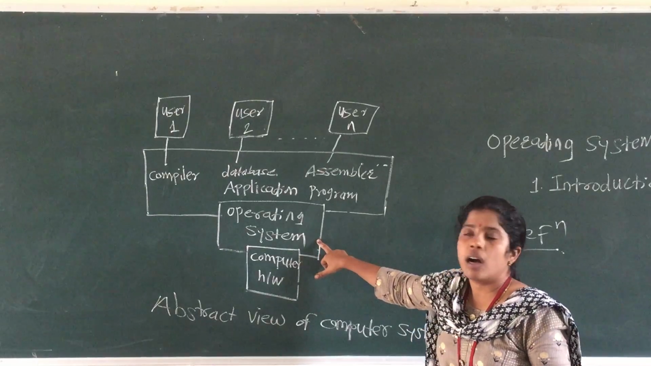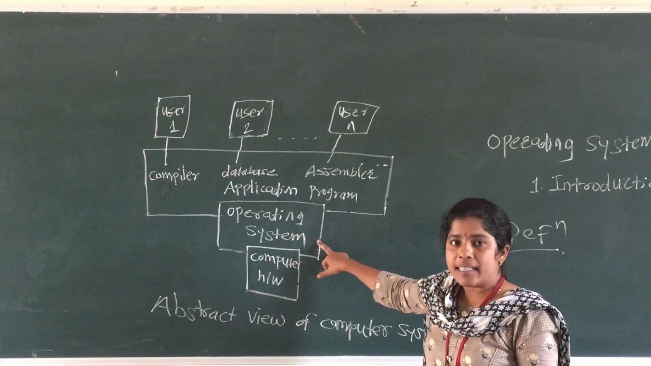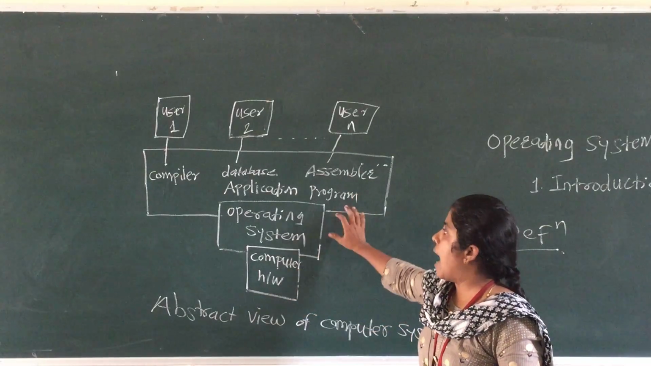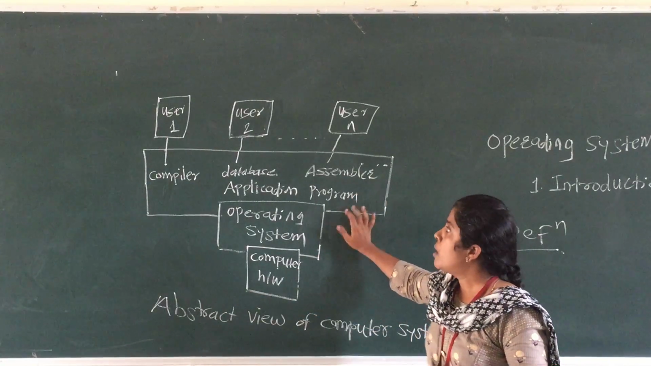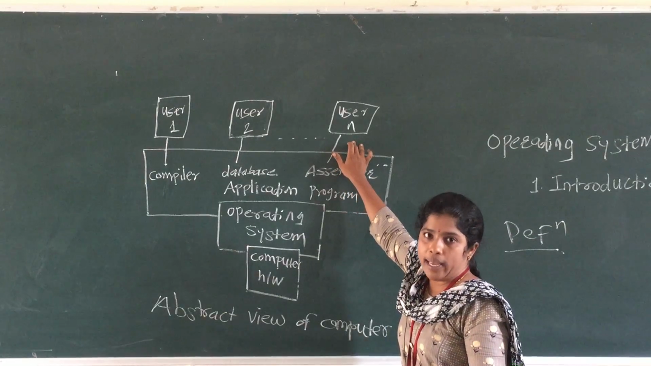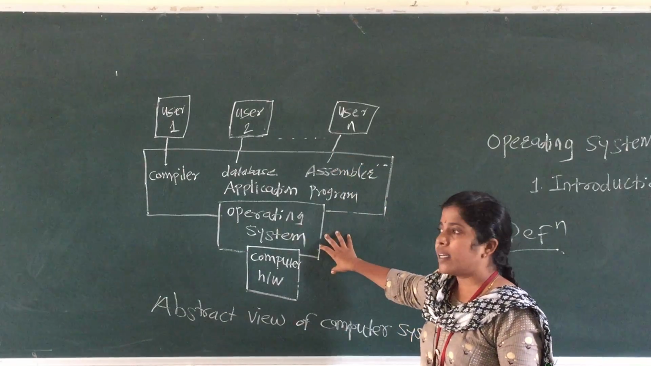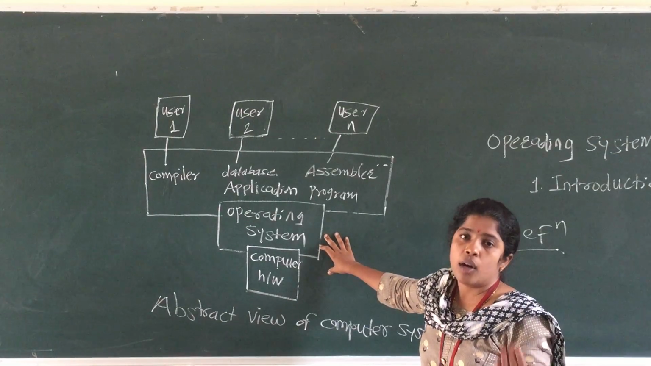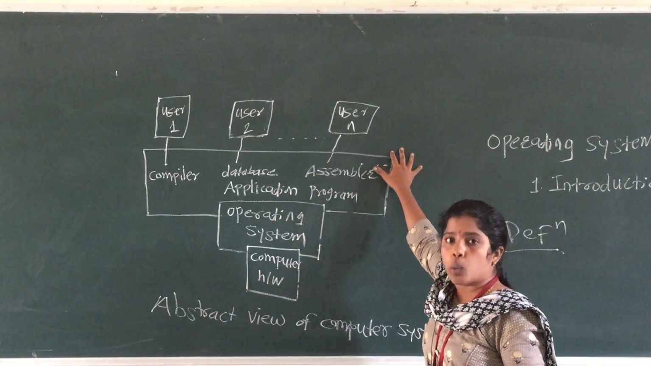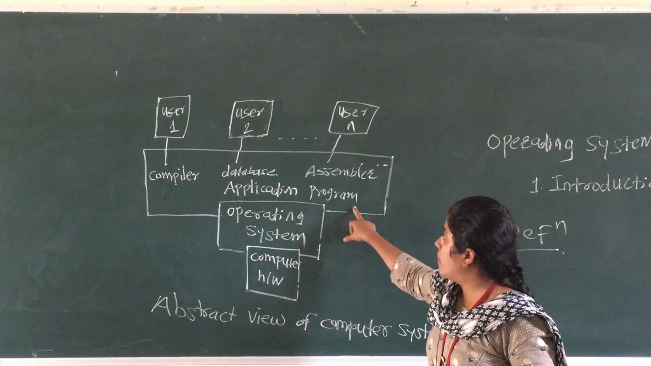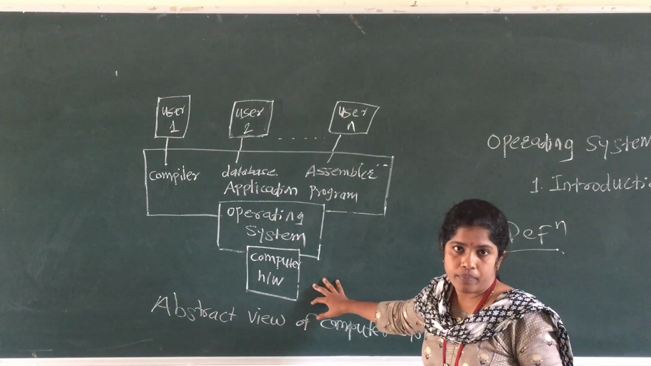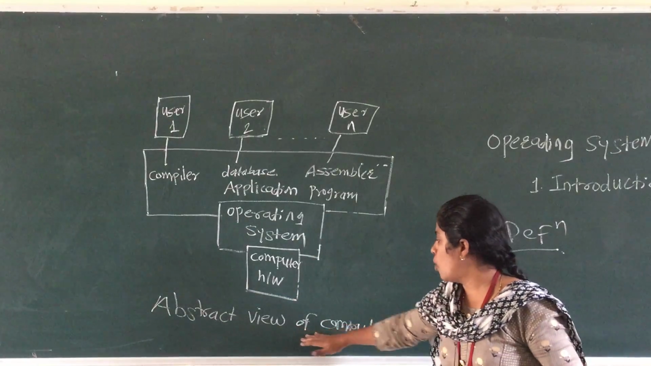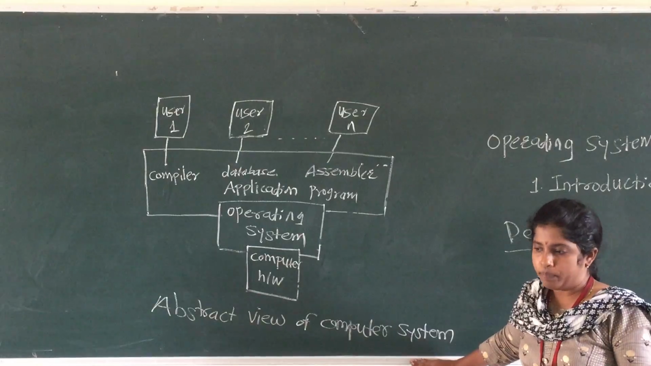And next is the operating system. The operating system coordinates between the computer hardware and the application program to solve the user's query, right? So it works as the coordinator or the manager to solve the user's query by using the application program and the hardware, right? So this is about the abstract view of the computer system.